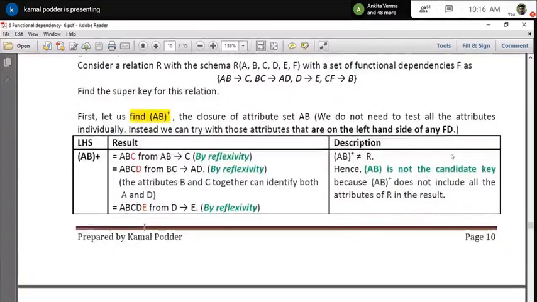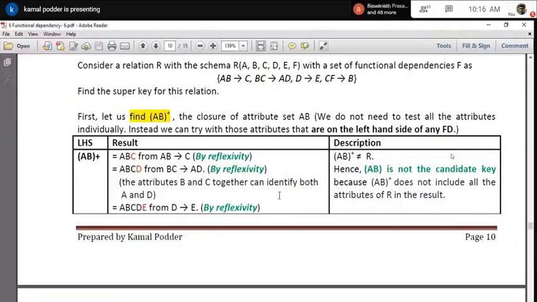And after that, if you consider the next one, CE, as C is there, but F is not there, you cannot, and B is already there, so there is no need. If you consider this one, you can only include the B, but B is already there, so you need not consider this at all, because we already got this set.